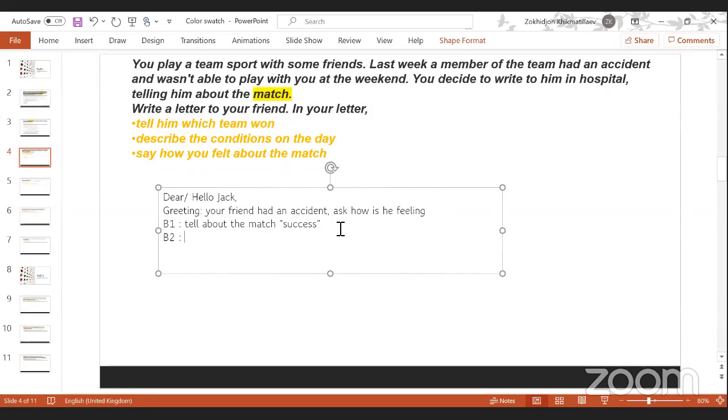B, to describe the conditions on that day. What do you understand by the word conditions? About the weather, possible. Yeah, weather, why not? What else? They were nervous, maybe. Yeah. About how they were feeling. Like players were nervous. Maybe they were nervous, yes? Worried.